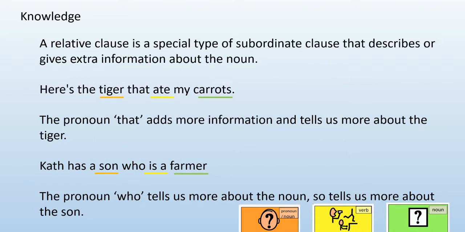A relative clause is a special type of subordinate clause that describes or gives extra information about the noun. Here's the tiger that ate my carrots. The pronoun that adds more information and tells us more about the tiger. Kath has a son who is a farmer. The pronoun who tells us more about the noun, so tells us more about the son.